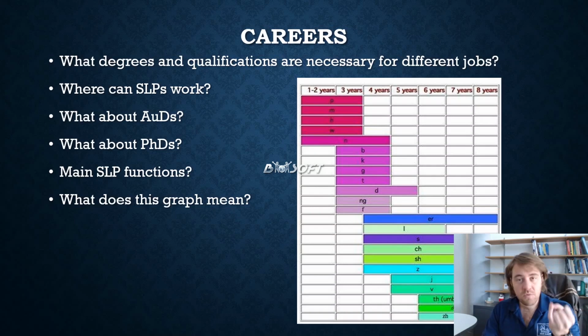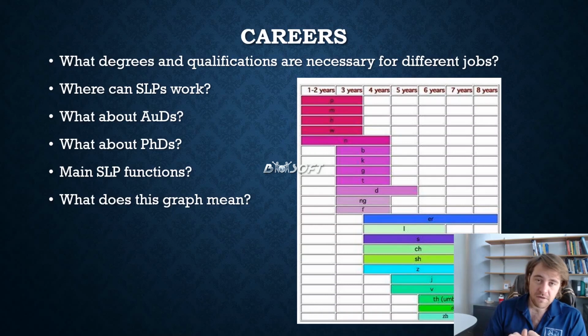SLPs could work in schools. That's the big one that we know about. There are nursing facilities and also private practice, where you might either work for someone that has a business of their own, or you might go into other people's homes and provide care in home. So I kind of tried to group them into two groups of similar things. I guess that doesn't totally work.